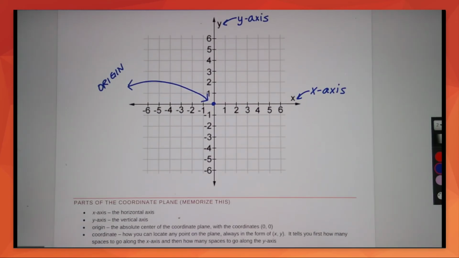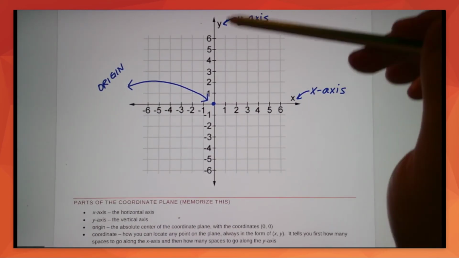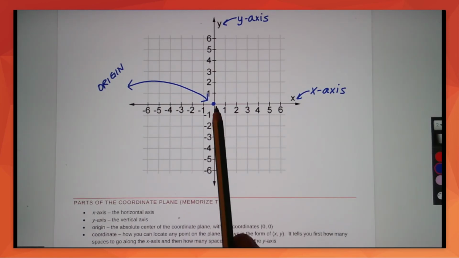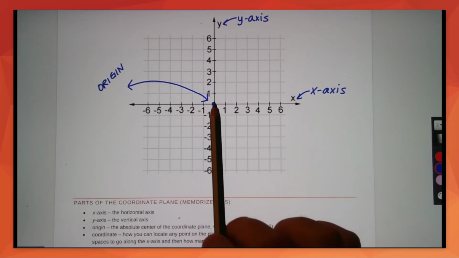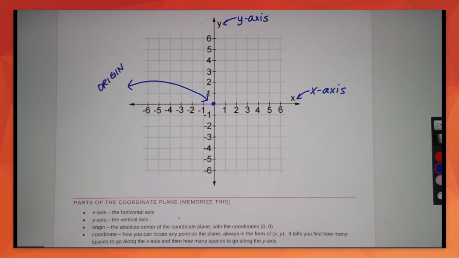The x-axis is your horizontal axis, and the y-axis is your vertical one. The origin is the absolute center of the coordinate plane. If I just told you to compare x and y and didn't give you a starting point, that would be complete chaos. It would be impossible. You always have to have a starting point, and that starting point is always the origin. It's where the two axes, the x-axis and y-axis, intersect. The coordinates of this point are 0, 0, because you're not going left or right, and you're not going up or down.